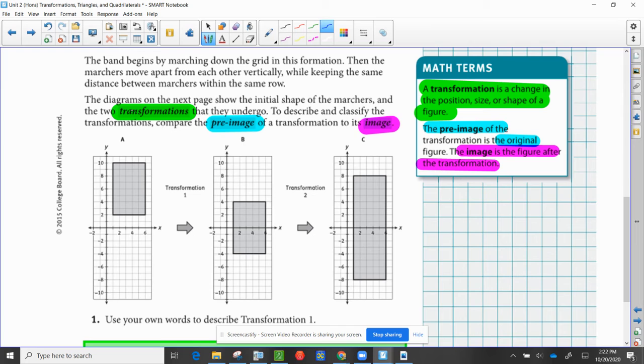So here's our first vocab word. A transformation is a change in the position, shape, or size of a figure. Okay? To describe and classify the transformations, compare the pre-image of the transformation to its image. So the pre-image is the original picture. So that would be A. A would be the pre-image. Okay, and then B and C are our transformations, or our images.